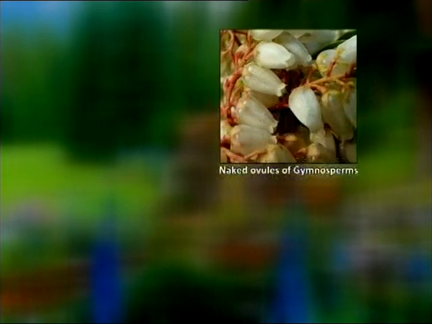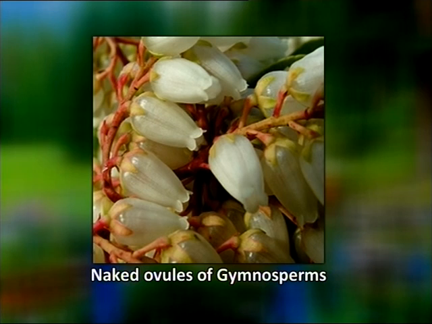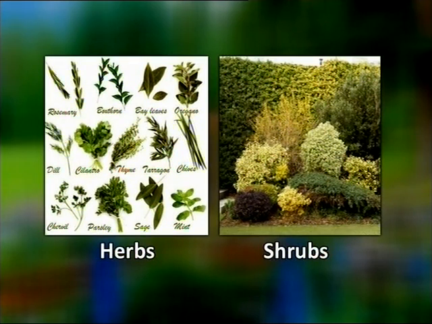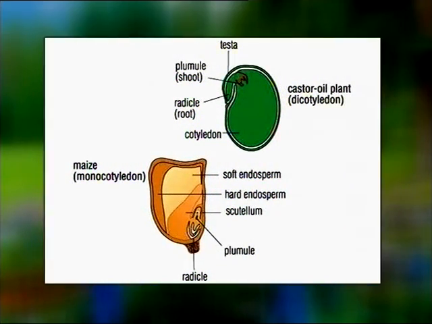Class 2nd, Gymnospermae. The members of this class have naked ovules or seeds. Ovary is absent. The Gymnospermae includes 3 families: Gnetaceae, Coniferae, and Cycadaceae. Class 3rd, Monocotyledones. These are usually herbs, some are shrubs, seed with 1 cotyledon in embryo. The Monocotyledones include 7 series.